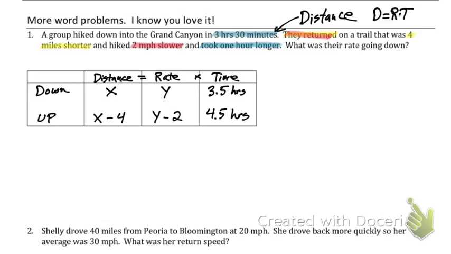All right, like I said, these were just to set up equations for us. Our equations for this one are going to be, for the top one, x equals 3.5 times y. For the bottom one, we'd have x minus 4 equals y minus 2 times 4.5.